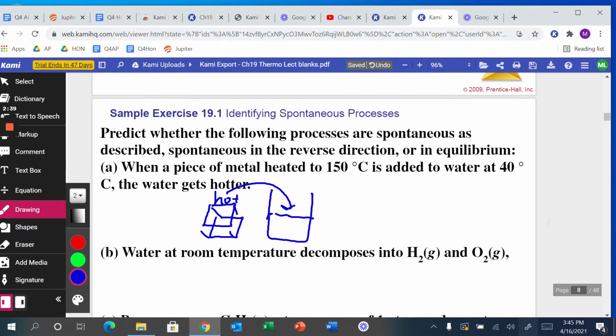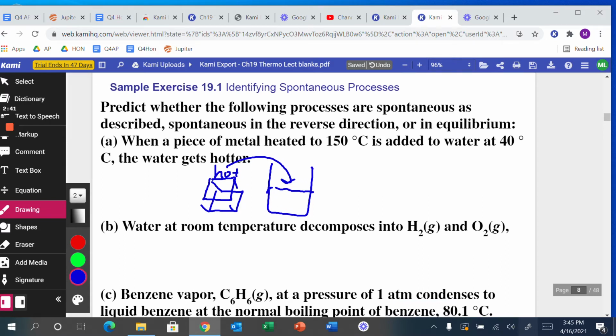Okay, so let's look at 19.1 and we're going to predict whether something is spontaneous, spontaneous in the reverse direction, or at equilibrium. So for example, a piece of metal heated to 150 degrees is added to water, so you have a hot metal and you're putting it into water, and the water gets hot. Of course, that is spontaneous because when you put this in, the energy will go from the metal to the water spontaneously.